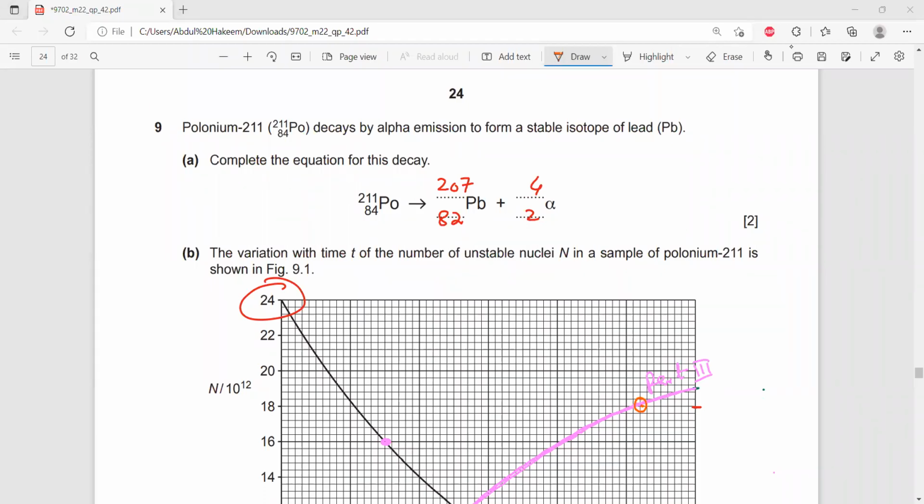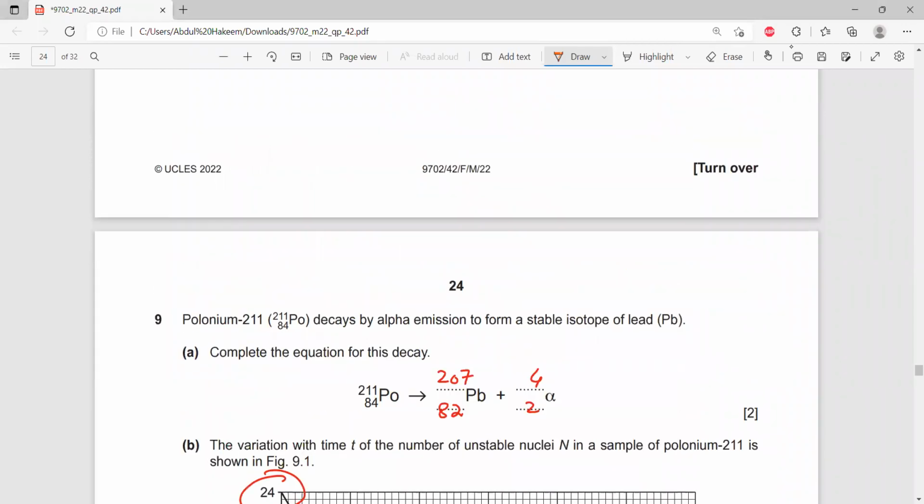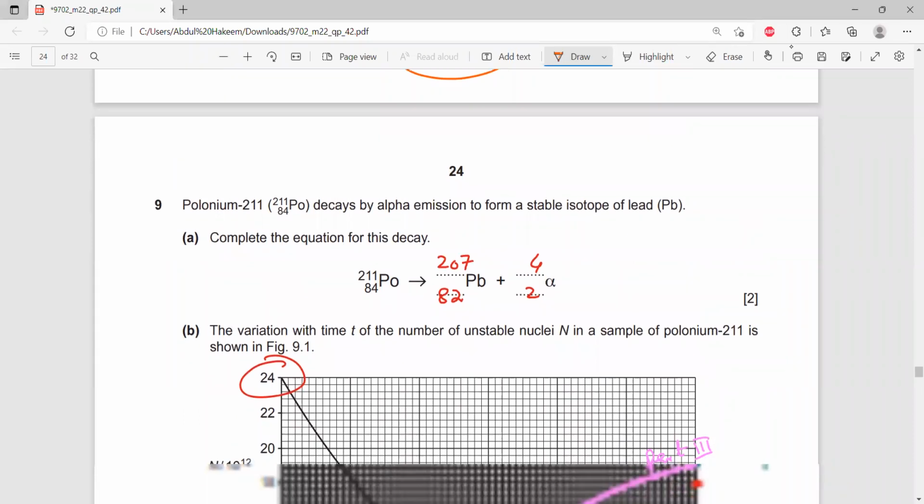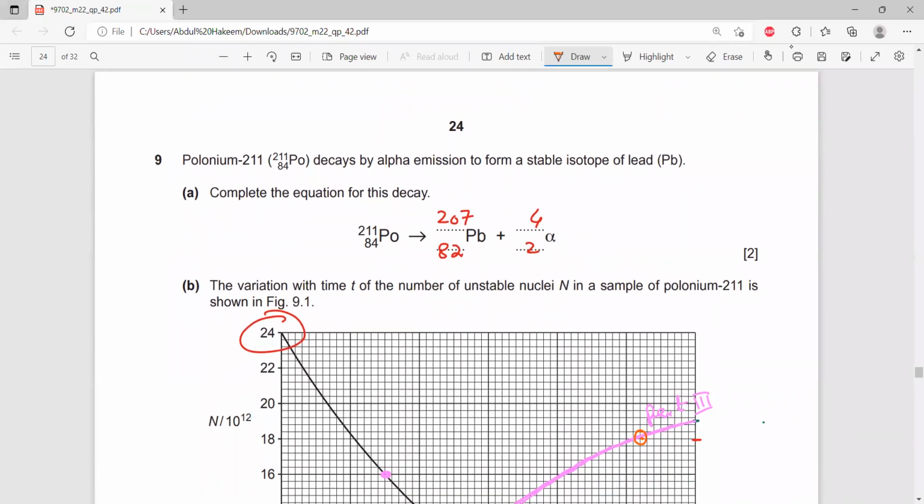Okay, same paper. The next question is, so this is the paper, February, March 2022, and paper 4.2. I have already solved it for you just to save the time. So the question is, polonium 211 decays by alpha emission to form a stable isotope of lead. Complete the equation for this decay.